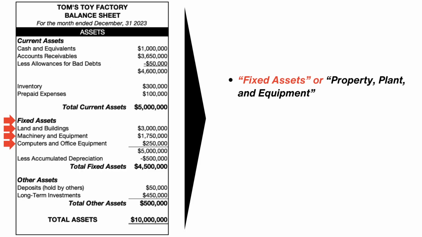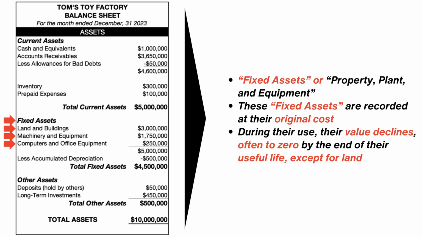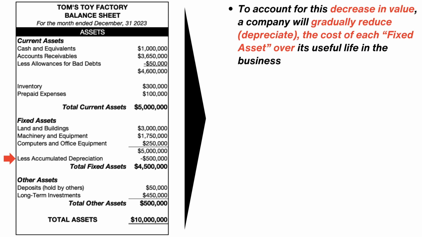They are called fixed assets or property, plant, and equipment. Those fixed assets are recorded at their original cost on the balance sheet. During their use, their value declines, often to zero by the end of their useful life, except for land. To account for this decrease in value, a company will gradually reduce the cost of each fixed asset over its useful life in the business.